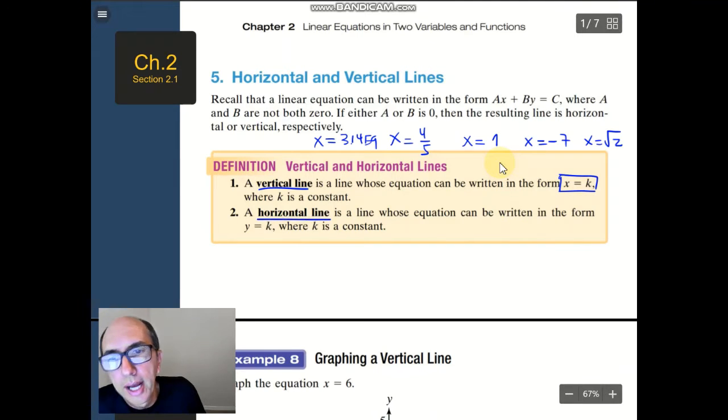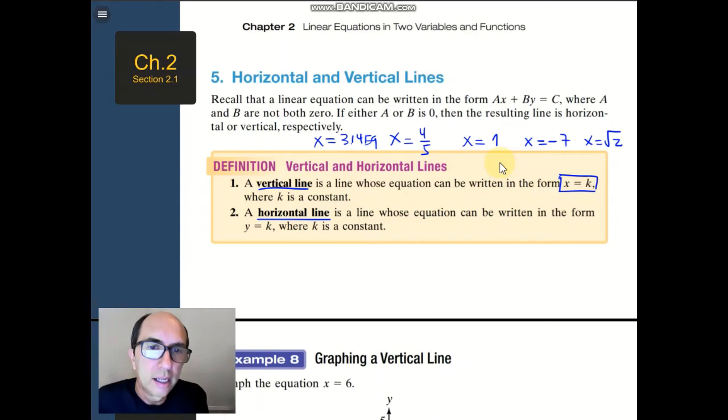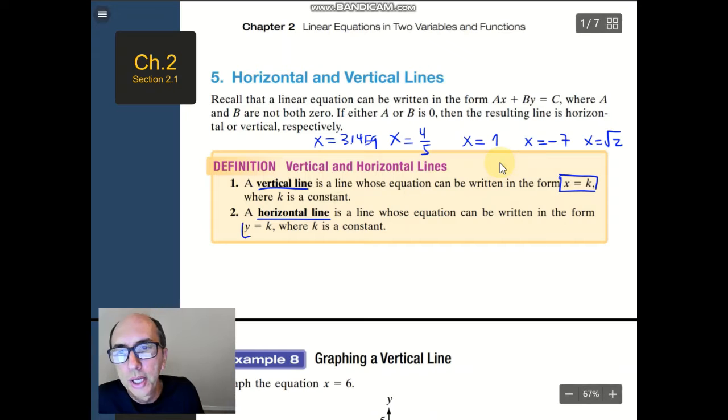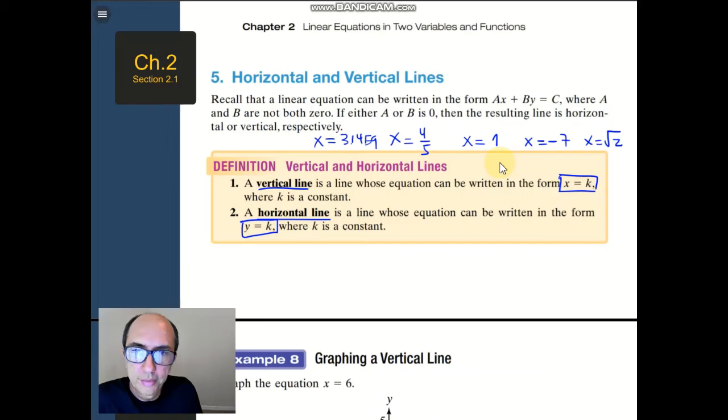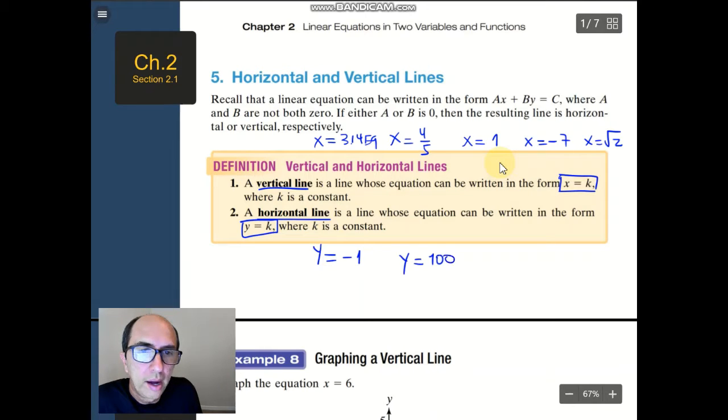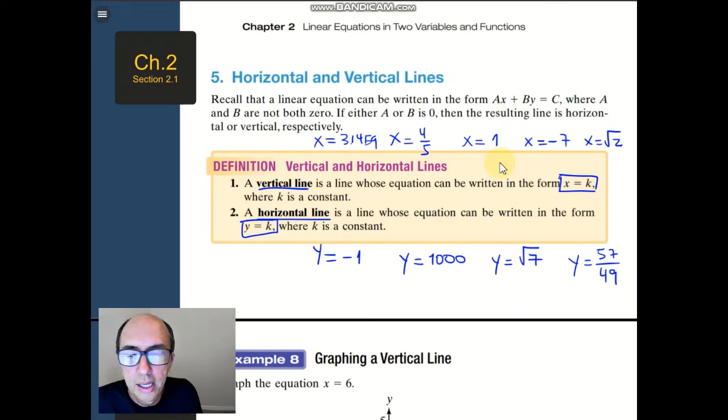And a horizontal line is a line where the equation is written as y equals k, and k is a number. Now we're going to have an equation that looks like this: y equals negative 1, y equals 1000, y equals square root of 7, or y equals 57 over 49. Any equation that looks like this, y equals a number, is going to be a horizontal line.